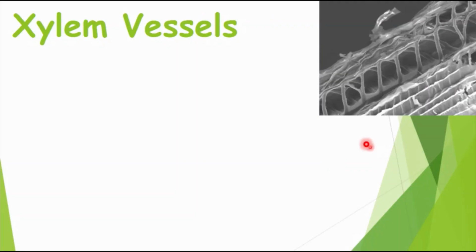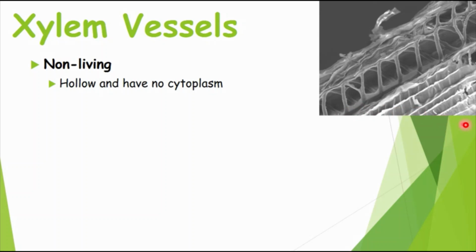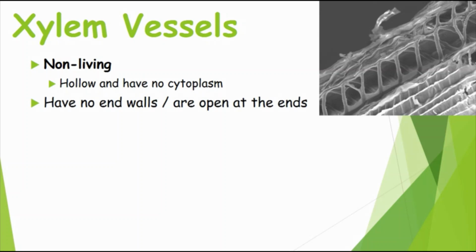What we need to know about xylem vessels is, first off, they're non-living. They're hollow tubes, they're the outside of cells, there's no internal components, they're hollow, they have no cytoplasm, they have no end walls, they're open at both ends, so that if you had one dead cell here, let's say, there isn't a plate blocking the way. So instead, they're a hollow network of tubes that allow the water to flow up continuously.